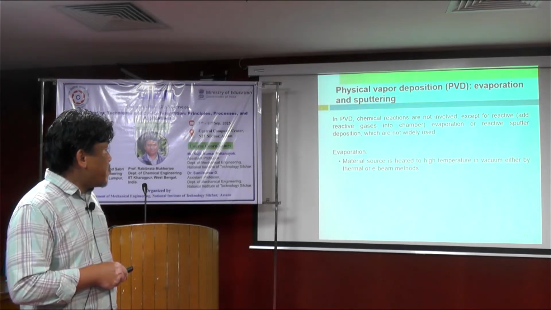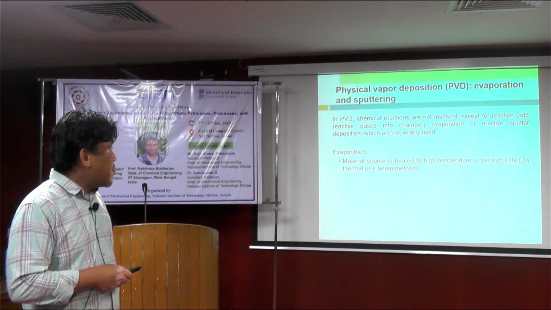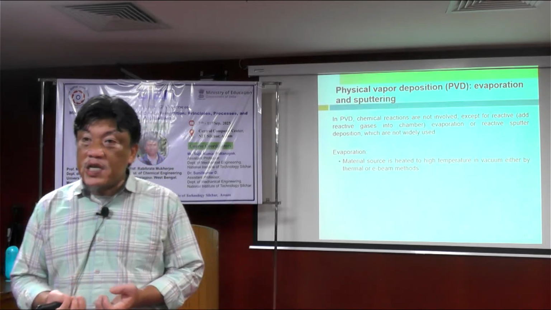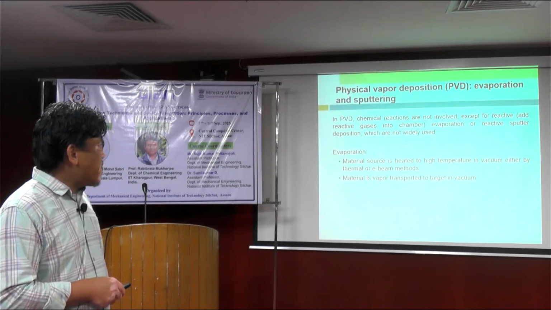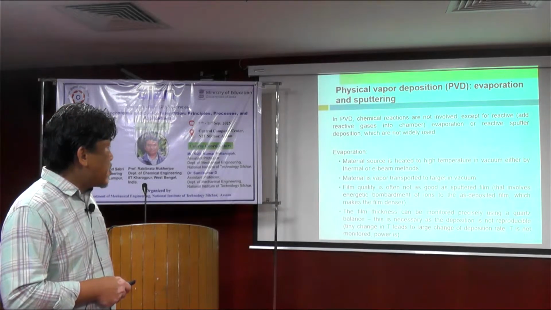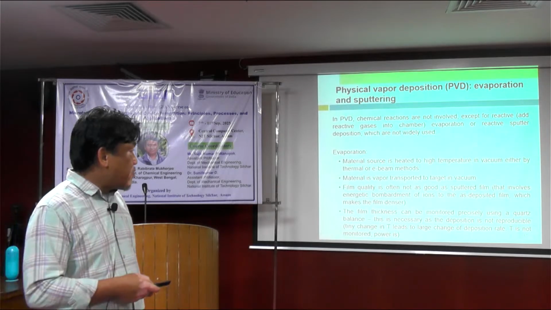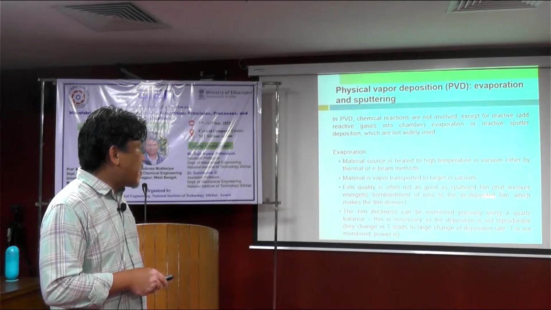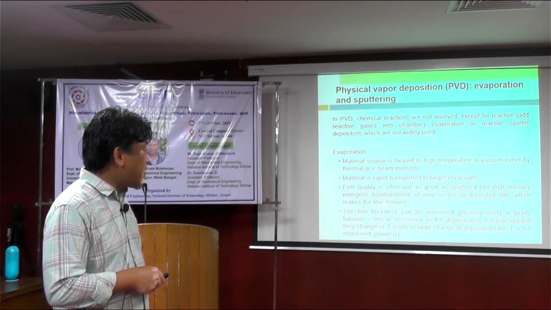So in evaporation, the material source is heated to high temperature in vacuum, either by thermal or E-beam method. Basically, you heat up something until it evaporates. And the material vapor is transported to the target in vacuum. Then film quality is often not as good as sputtered film. That is the comparison we're going to do later on: sputtering involves energetic bombardment of ions onto the as-deposited film, which makes the film denser. So that is a quick comparison between evaporation and sputtering.